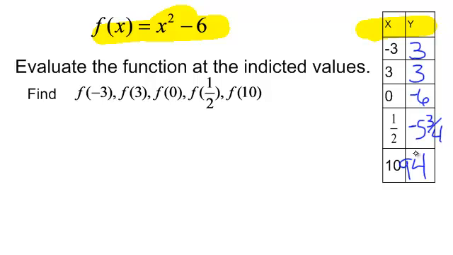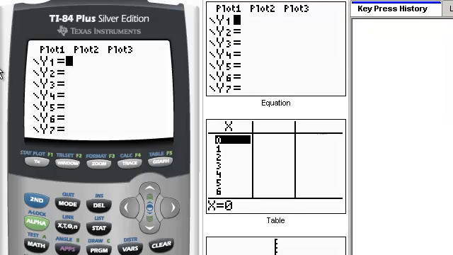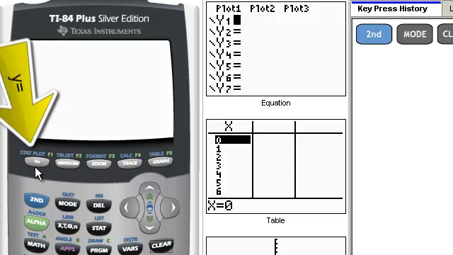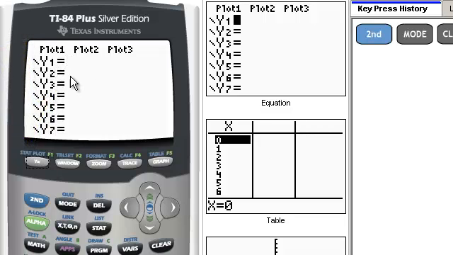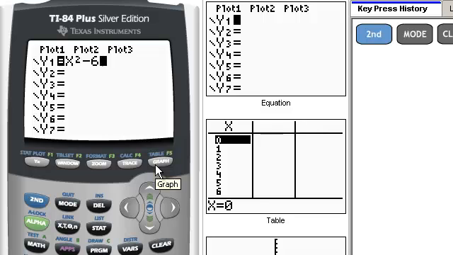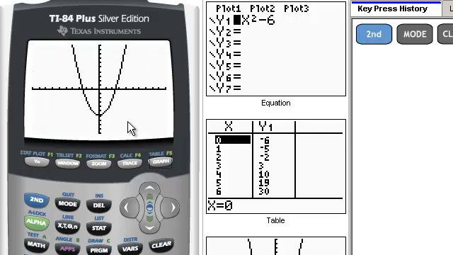I'm going to show you how to do it on your graphing calculator. I'm going to plug in the function x squared minus 6. So here's my calculator. I'm going to go to the y equal button, my f of x, my y equal button. I'm going to type in my function number 1. Find your x button, square it, minus 6. And now I'm going to graph it. And there is our parabola. There is our graph of f of x equals x squared minus 6.